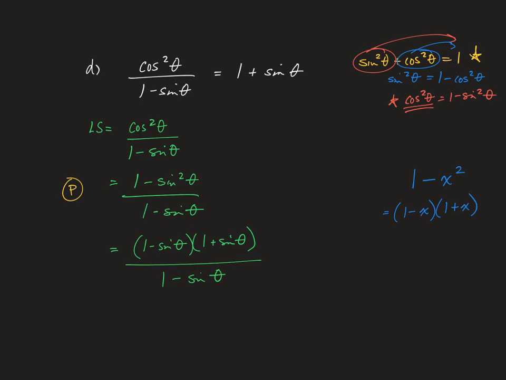Why does factoring become useful? Because now, how many terms are on top? 1. That means that I can divide out common factors now, and I notice that on top and bottom, I have a 1 minus sine theta factor. When I divide out that common factor, that's going to leave me with 1 plus sine theta. And notice, that was my right side, and so my left side equals my right side.